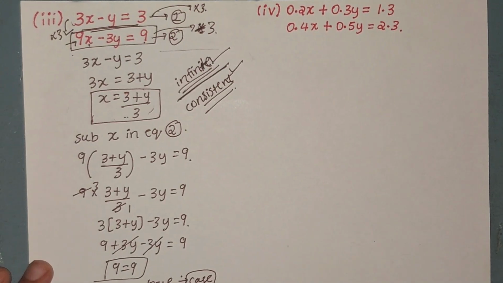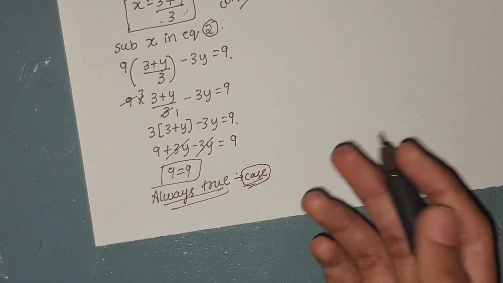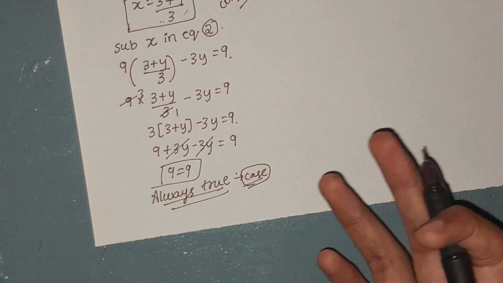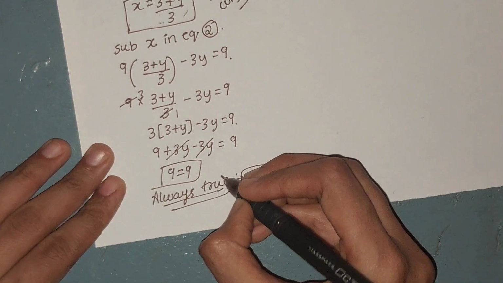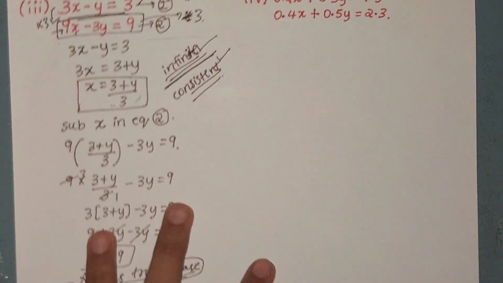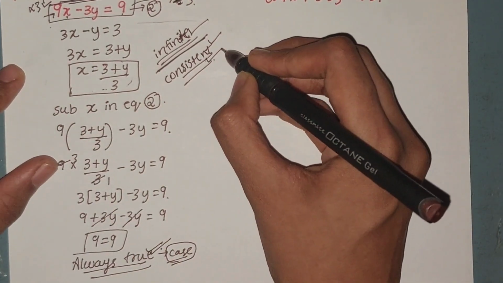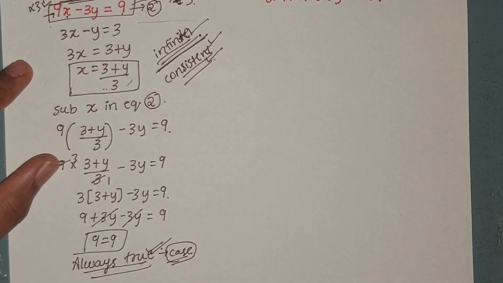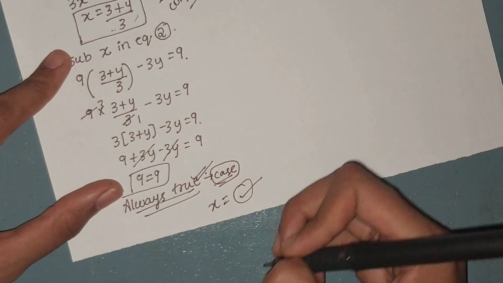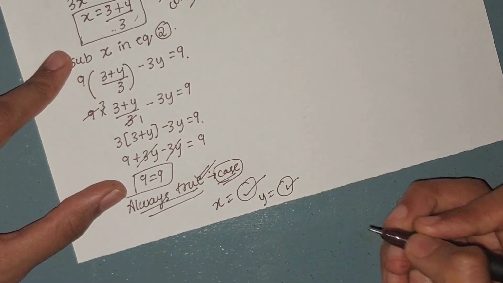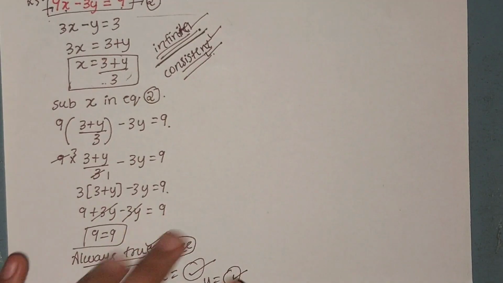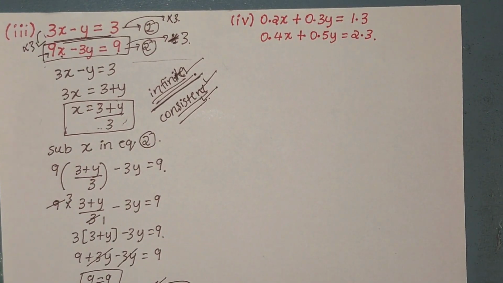So if you're getting such things like 9 is equal to 9, or 12 is equal to 12, or whatever, if a number is equal to the same number, it means it is always true. It is an always true case, where the equations are consistent and you're going to have infinitely many solutions. Not that you have one specific value x. You have infinitely many solutions for x as well as for y. I hope you are able to understand this question. If you have any doubt, comment below.